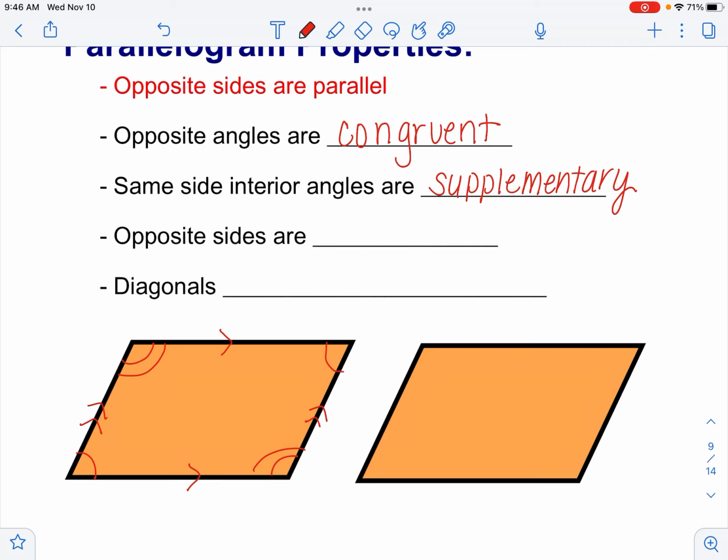All right, one thing that we haven't brushed upon yet, but it is true, is that opposite sides are congruent. So we also know, let me change colors here so it's easier to see in the diagram. This side is congruent to this side, and this side is congruent to this side. So opposite sides are congruent.